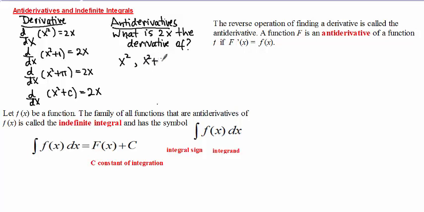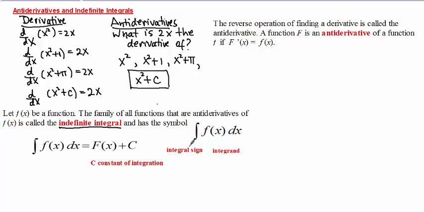x squared plus 1 is also an answer, its derivative is 2x. x squared plus pi as well, and in general x squared plus c, c being a constant, is the general answer. It is kind of difficult to list and write in this way. We need a notation. The notation for the antiderivative uses this elongated symbol. The family of all the functions that are antiderivatives of the function f is called the indefinite integral.